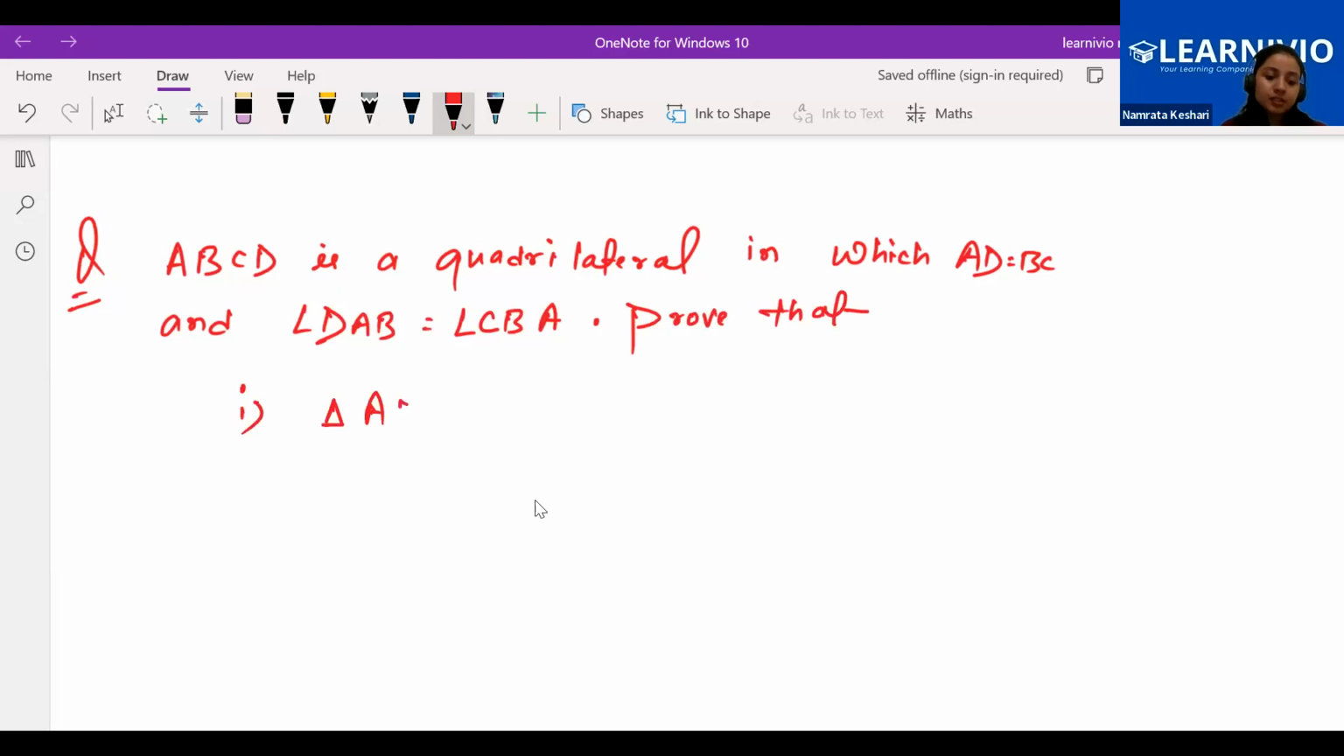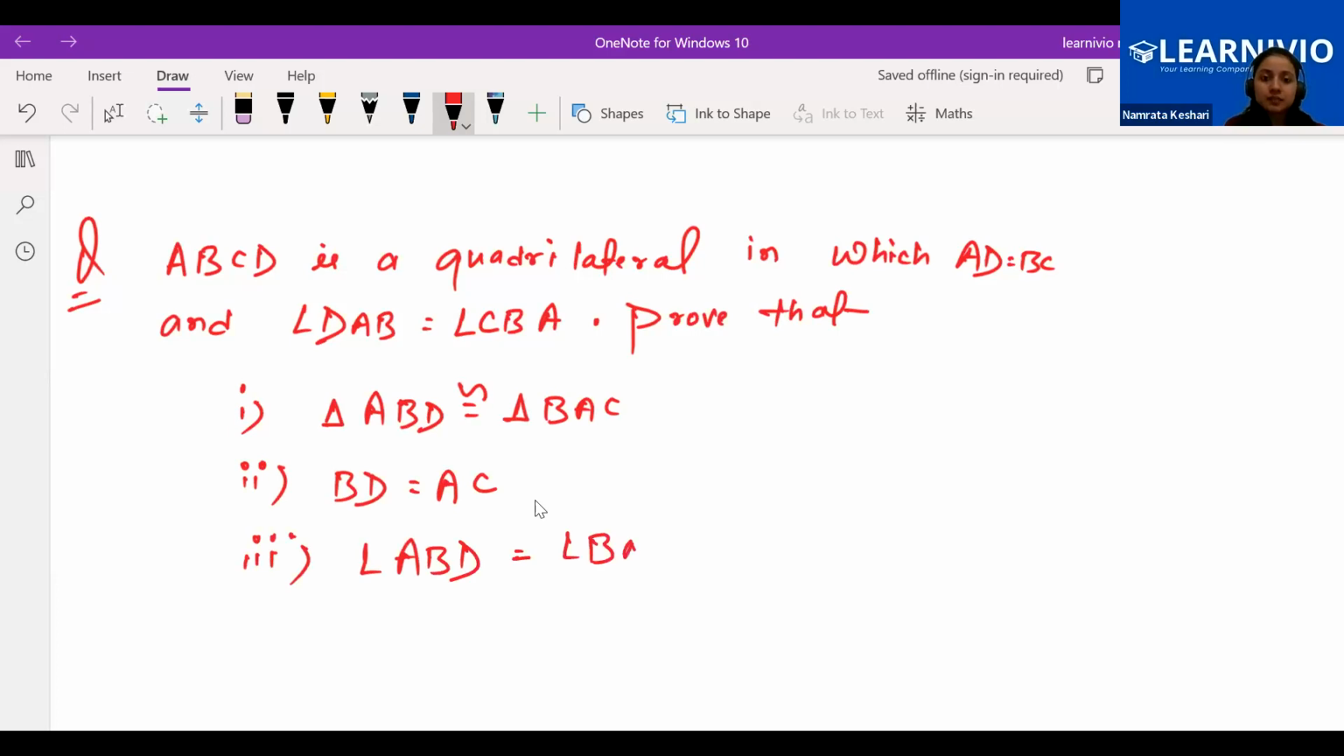Triangle ABD is congruent with triangle BAC. Next, BD is equal to AC. This also we have to prove. And the next part, that is angle ABD is equal to angle BAC.